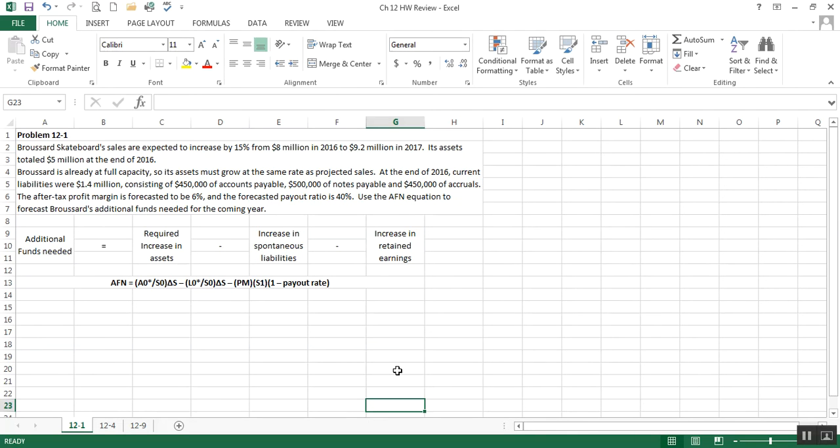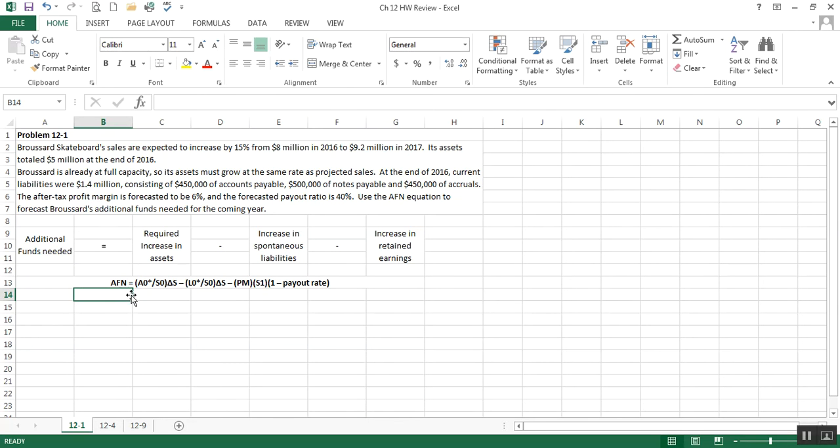The additional funds needed is calculated as required increase in assets minus the increase in spontaneous liabilities minus the increase in retained earnings. Spontaneous liabilities refers to the company's payables, accounts payables, and accruals.